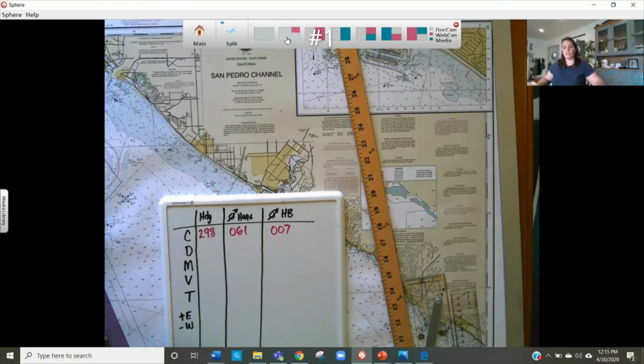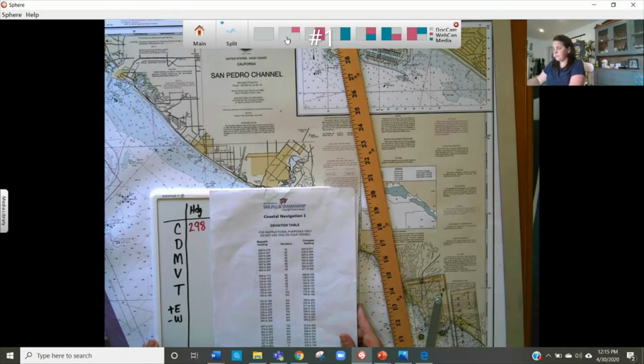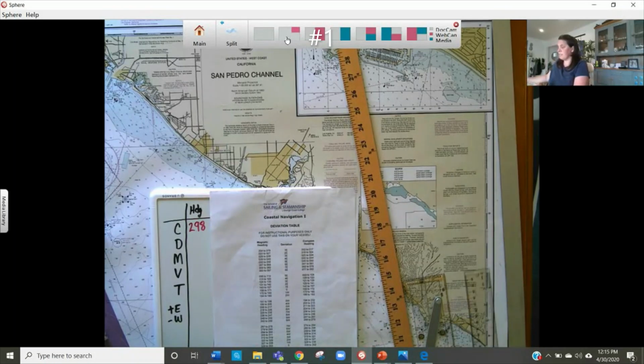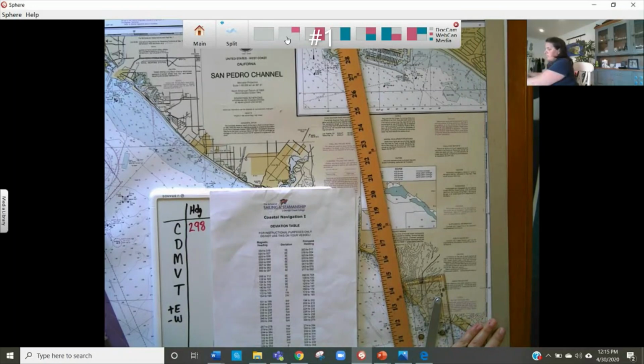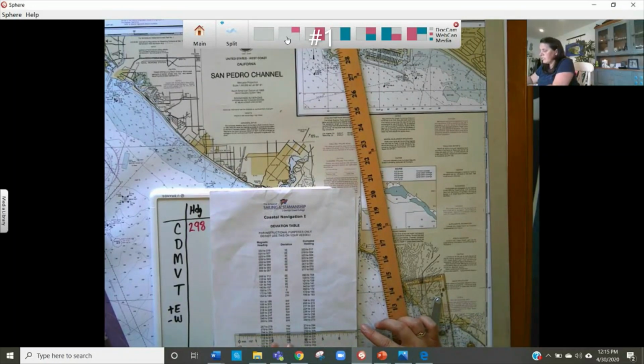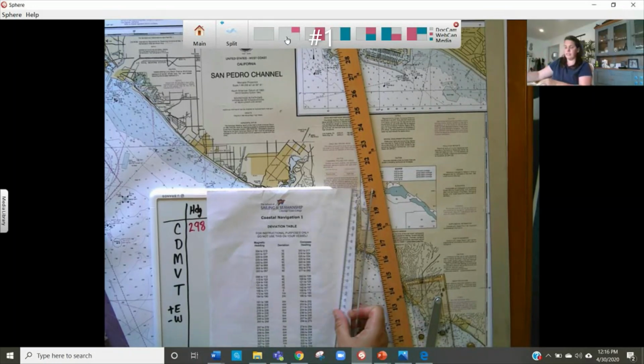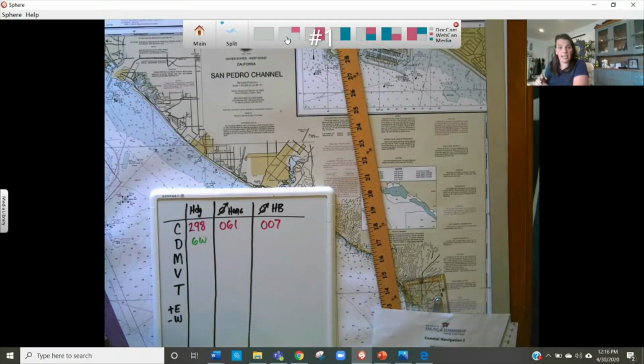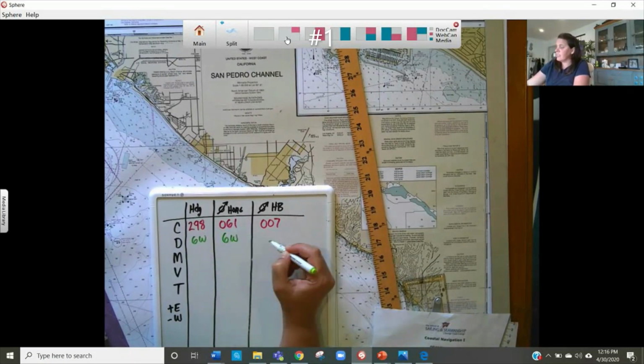Deviation is found on your deviation table. In our case we have a compass heading, and our deviation table goes with magnetic heading or compass heading. So we are going to go in with our compass heading of 298. I know it's hard to see, but if you have your paper you'd be able to see it. Our compass heading is 298, giving our deviation of 6 west. So I'm going to write in my deviation of 6 west. If our heading is the same for all of the bearings, then the deviation is the same. We didn't change heading, so our deviation is the same all the way across.